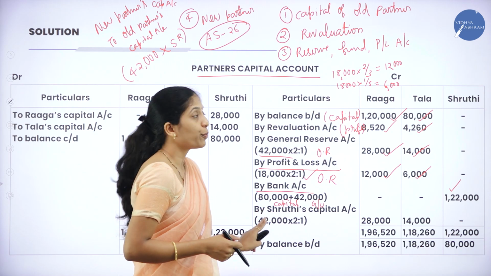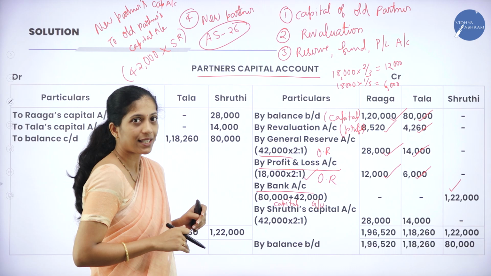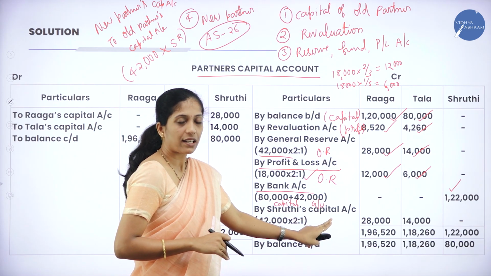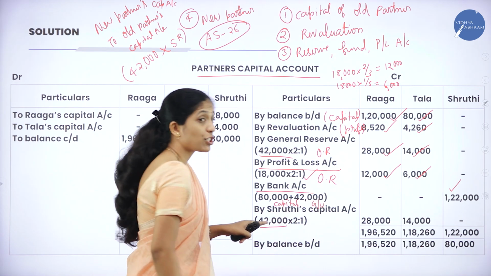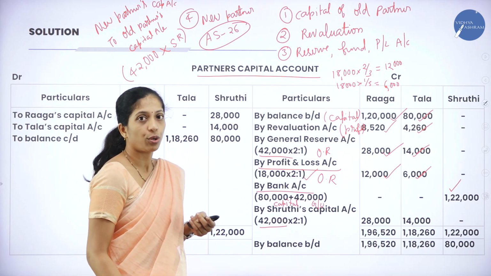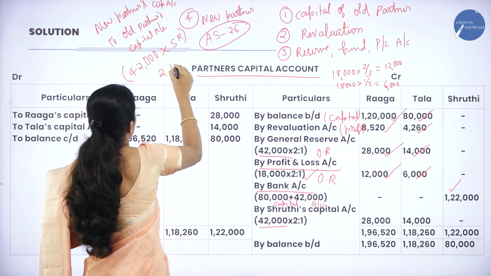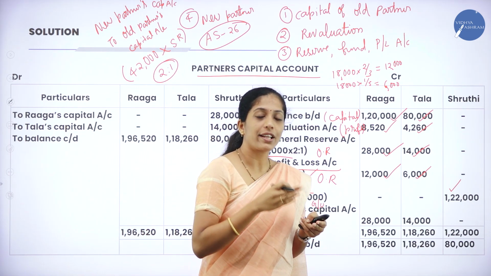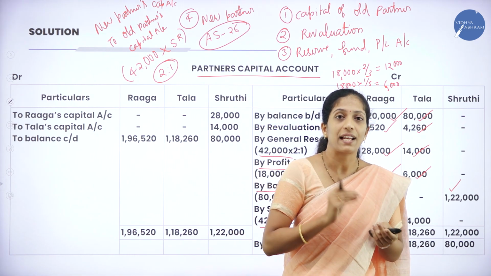Now who is the new partner? The entry was new partner's capital account debit to old partners' capital account. The new partner is Shruti, so by Shruti's capital account. What is the amount of goodwill brought by Shruti? 42,000. What is their sacrifice ratio? In this problem they have given the old ratio, that is 2:1, but they have not given the sacrifice ratio. We already know how to calculate the sacrifice ratio. We need both the old ratio as well as the new ratio.